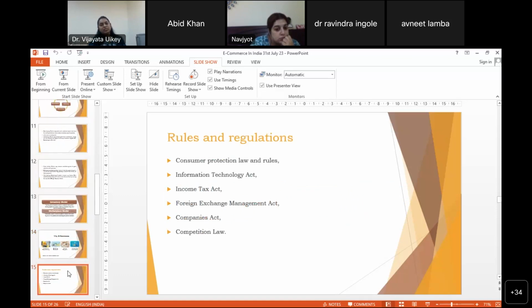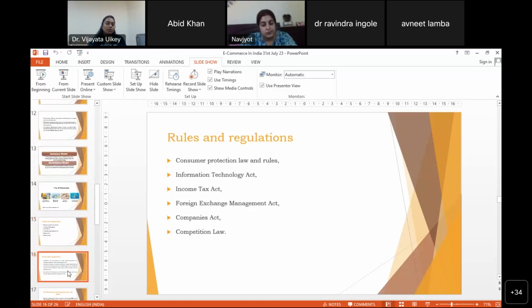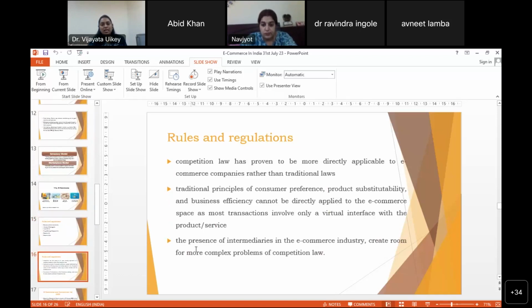Now what are the rules and regulations? I'm in slide number 15 ना. Rules and regulations क्या रहेंगे? Now rules and regulations for this e-commerce are, first, कौन-कौन इनको govern करेगा? That is the Consumer Protection Law and Rules, Information Technology Act, Income Tax Act, Foreign Exchange Management Act, Companies Act and Competition Law. And as I told you, I will be focusing on the competition law. Why? Because competition law, ये जो last line है, I am in slide number 16, उसका last point देखो. The presence of intermediaries in the e-commerce industry creates a more complex problem of competition law.